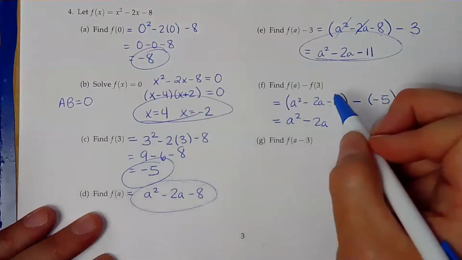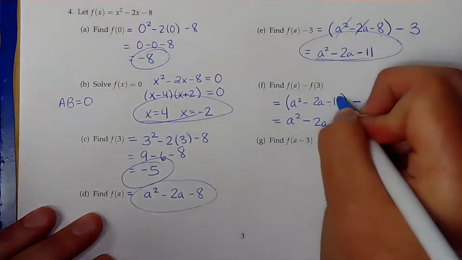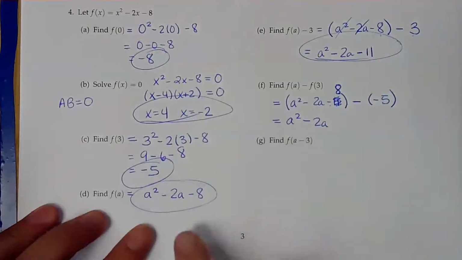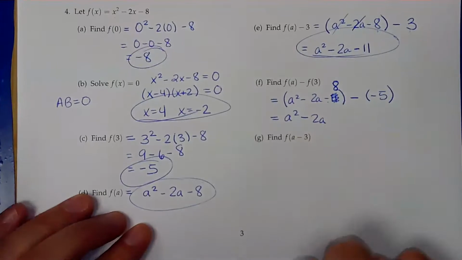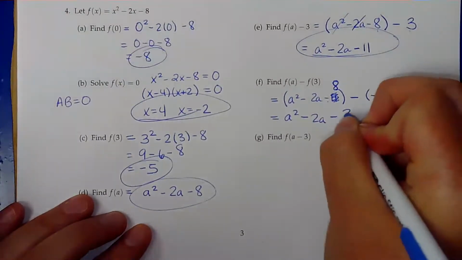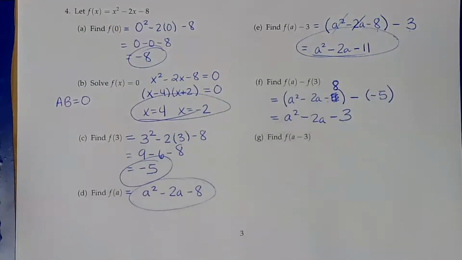Oh, sorry, wow, I made a mistake there. That should be minus 8. I am so sorry about that. I copied the wrong thing over. Let's fix that. So I have minus 8 plus 5, and that gives me minus 3. All right, so sorry about that.